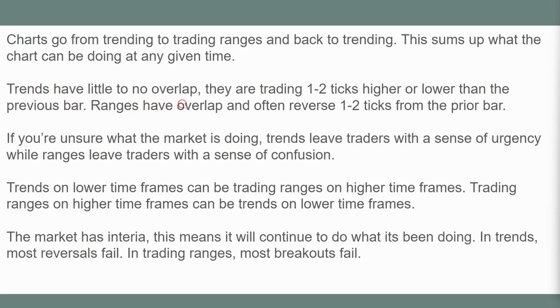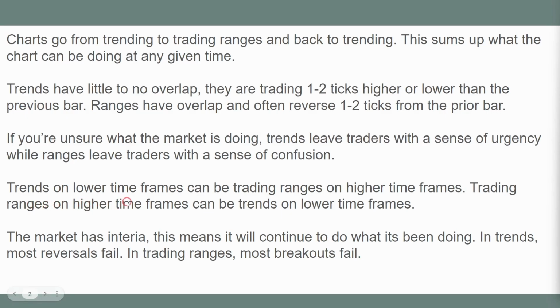Trends have little to no overlap. They are trading 1 to 2 ticks higher or lower than the previous bar. Ranges have overlap and often reverse 1 to 2 ticks from the prior bar. If you're unsure what the market is doing, trends leave traders with a sense of urgency, while ranges leave traders with a sense of confusion.